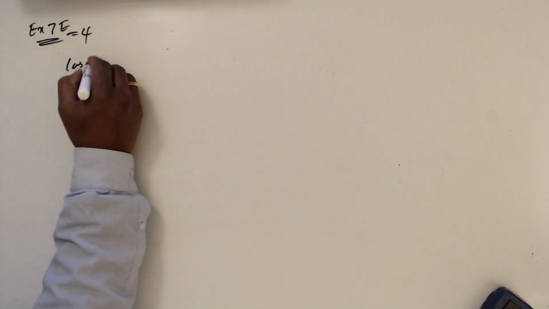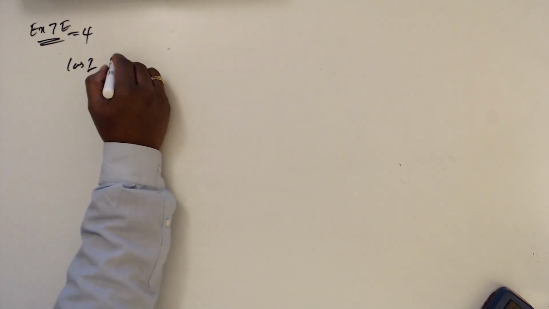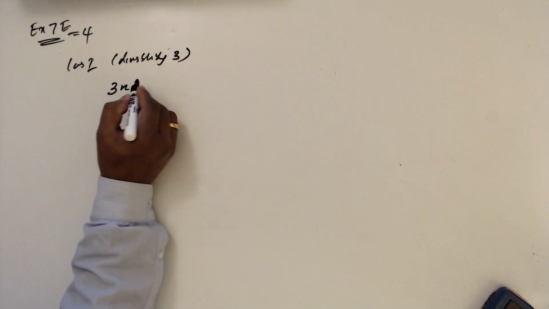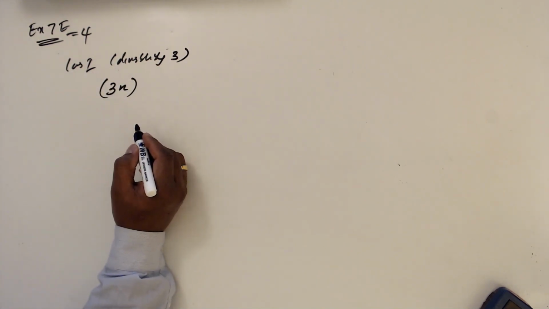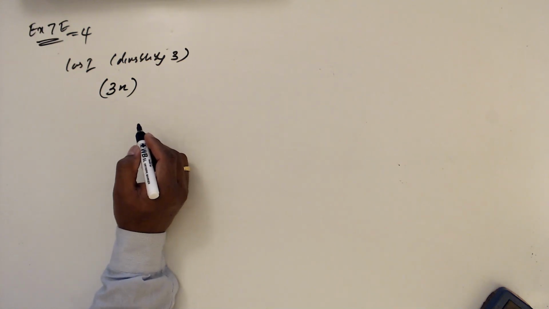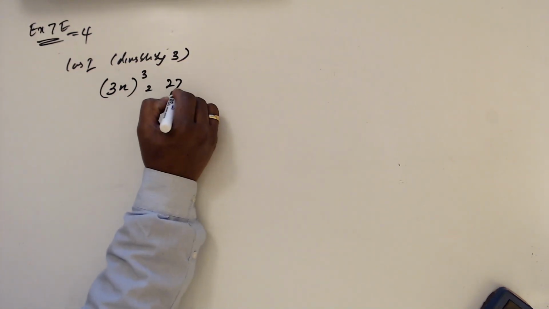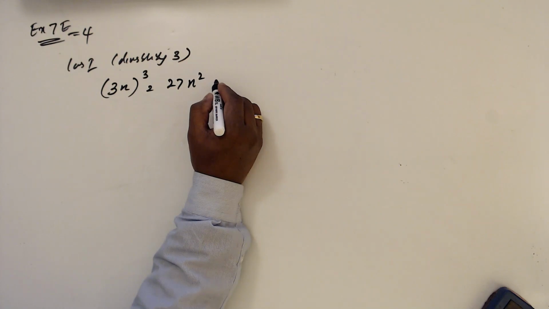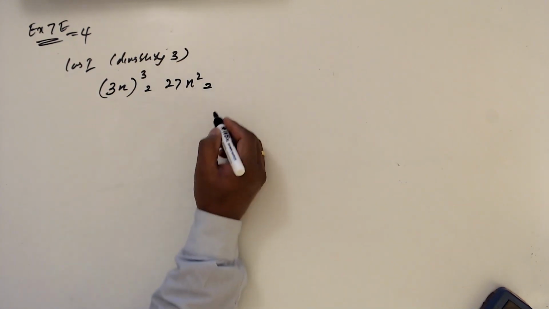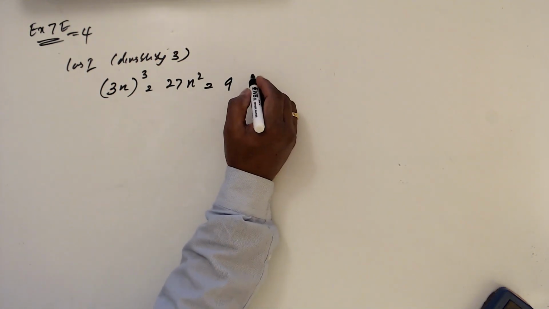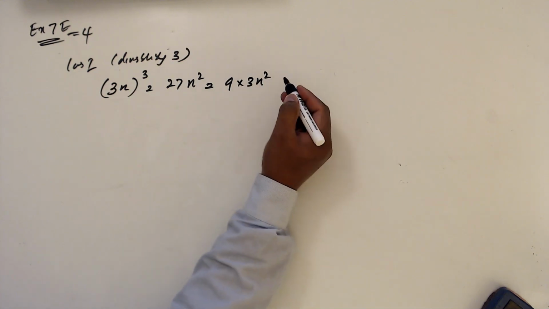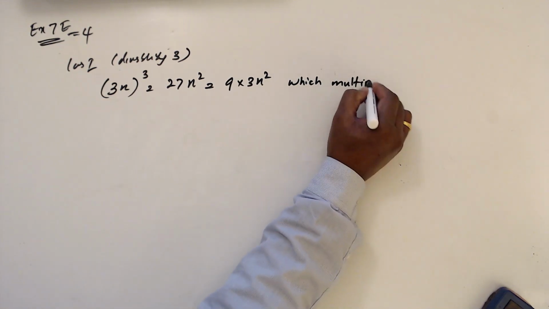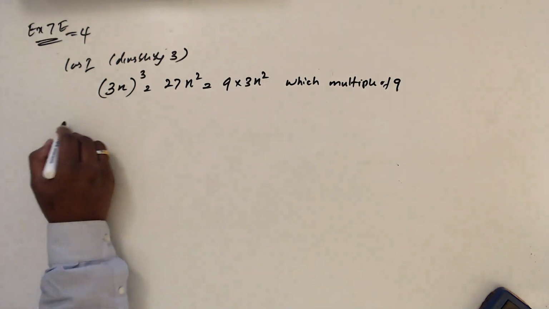So case 1. Divisible by 3. Then this is going to be 3n. What is its cube? Right, this is going to be 27n square. So we can write this as a multiple of 9. 9 times 3 times n square, right, which is a multiple of 9.